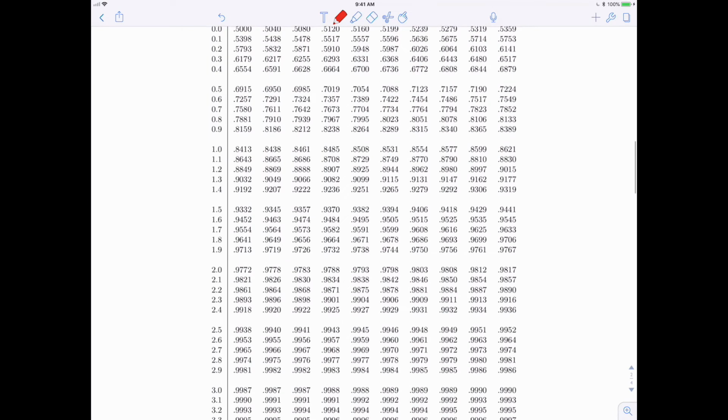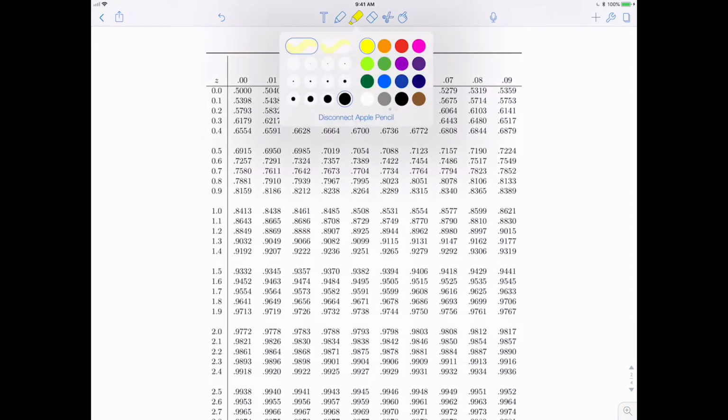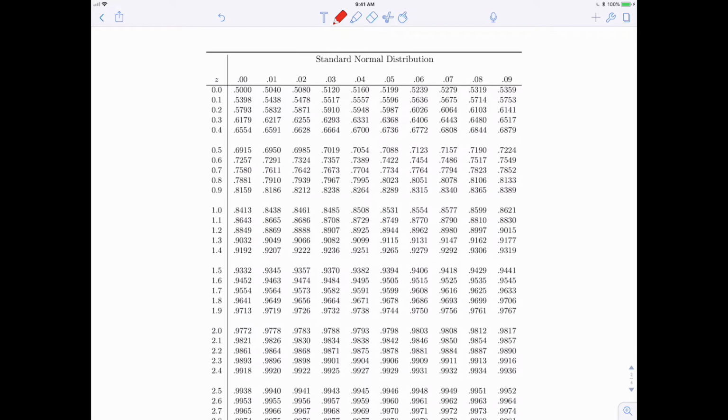So here's how we use our table of z-scores. We'll do this with a highlighter. Notice in my left-hand column, I have numbers in whole numbers and tenths. And then over here on this horizontal row, I have numbers in hundredths.